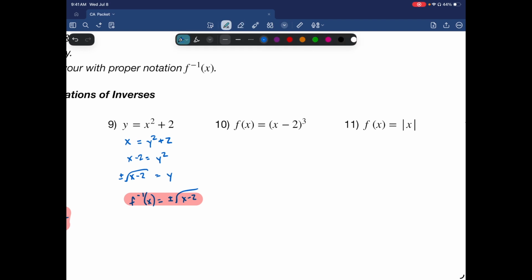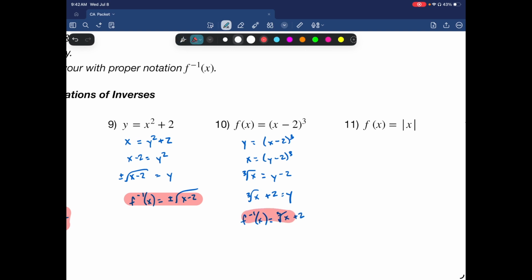So let's try this. Switch that to y. x equals y minus 2 cubed. Take the cube root of both sides, and because it's an odd root, I don't have to consider positive and negative, so I can just take cube root of x equals y minus 2. Cube root of x plus 2 equals y. Put it in the right notation, f to the negative 1 of x equals cube root of x plus 2. All right, so there's that.